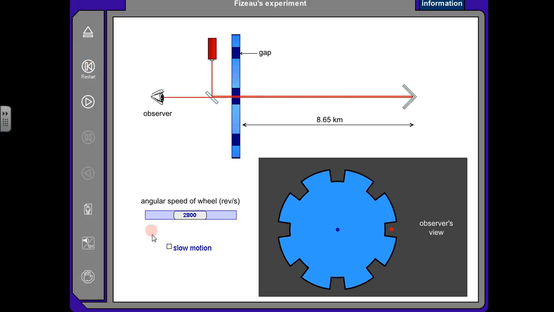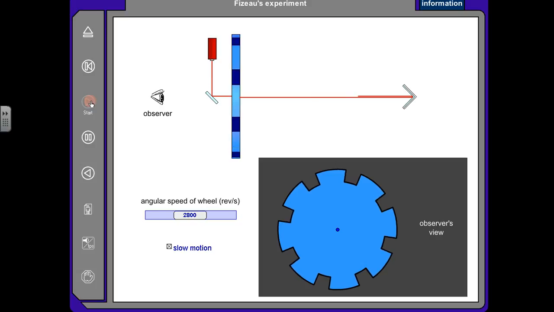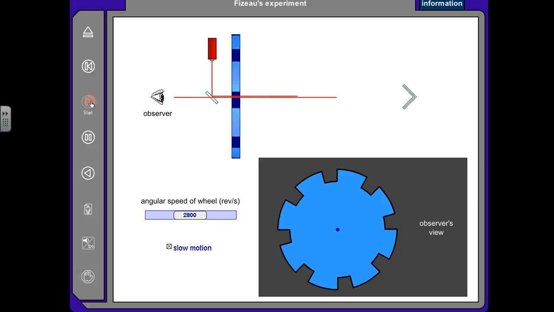So what we're going to do is reset it, and go to slow motion, and turn it on again. And in slow motion, we can see that beam's cut off. And we're going to see that now we've got a beam. And that beam is going to the eye, and it's coming through and being cut off again.